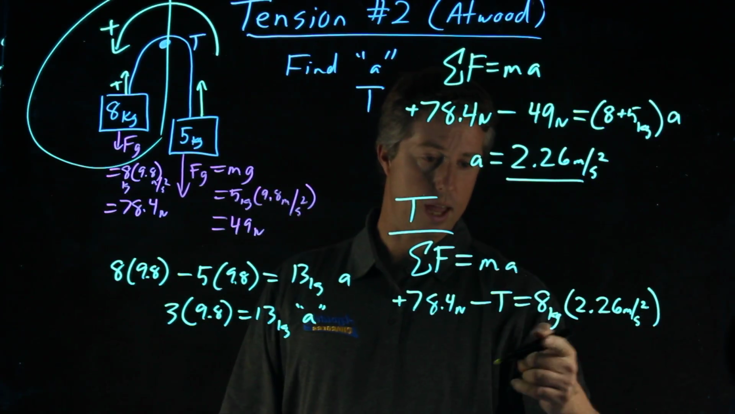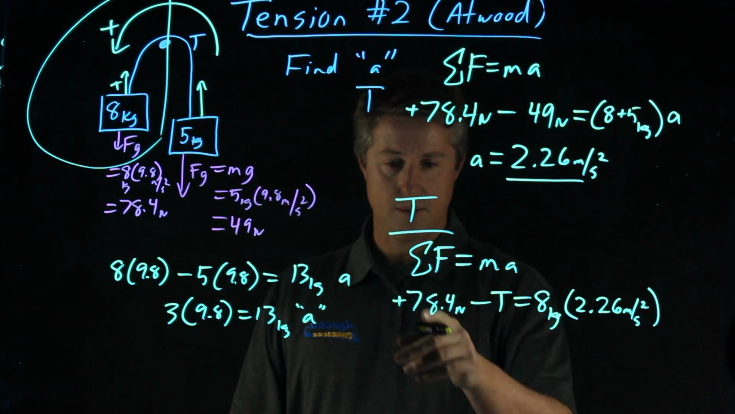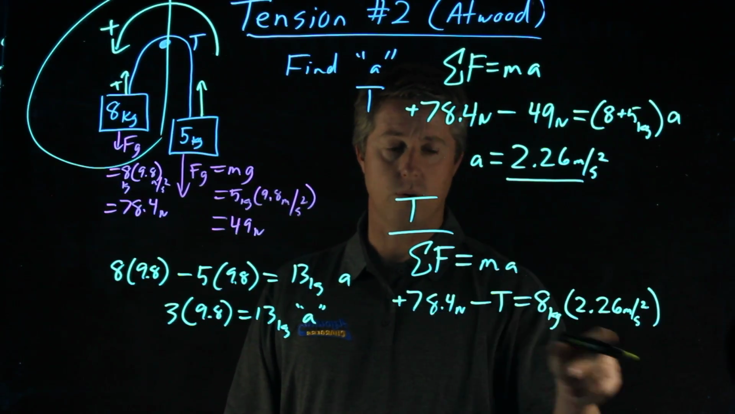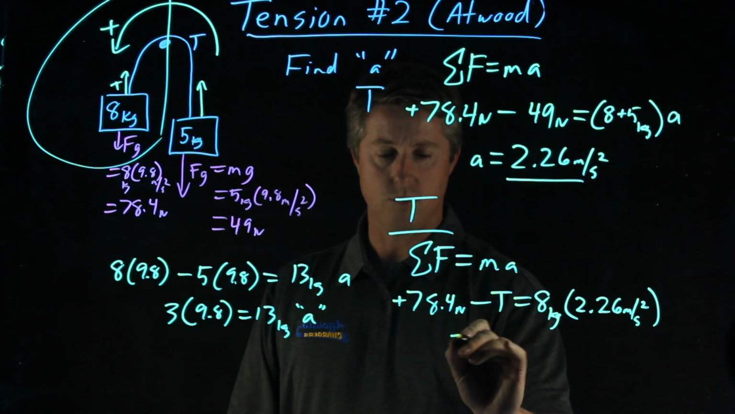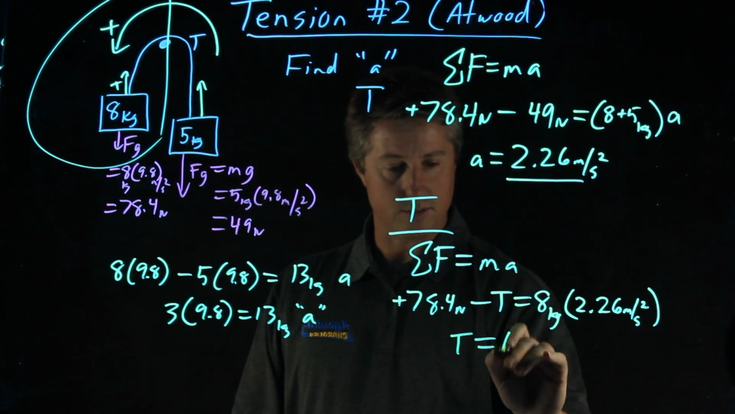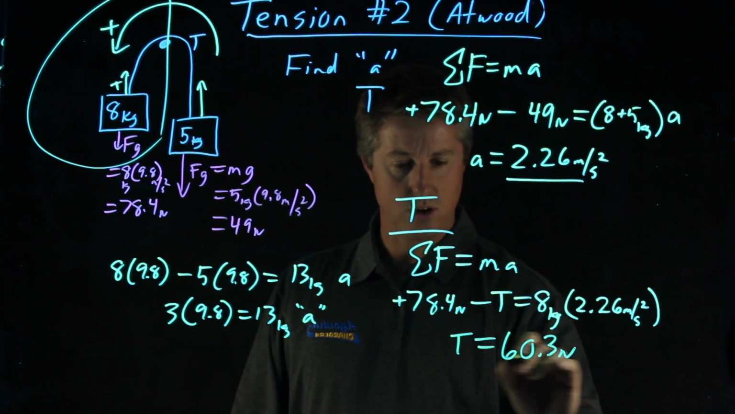Now it's time to do math. 8 times 2.26 minus 78.4, divided by -1, gives you a tension of 60.3 newtons.